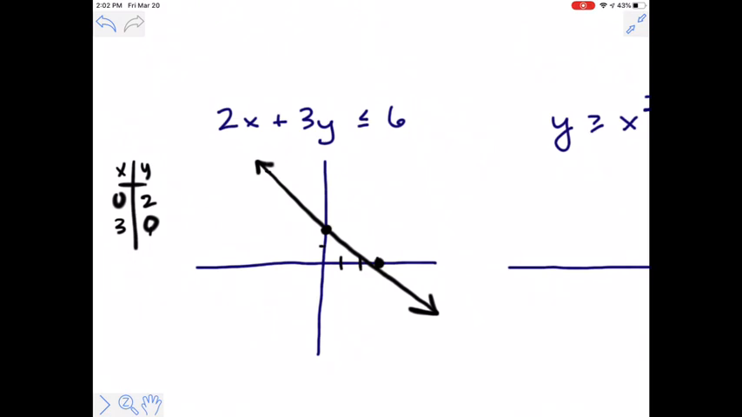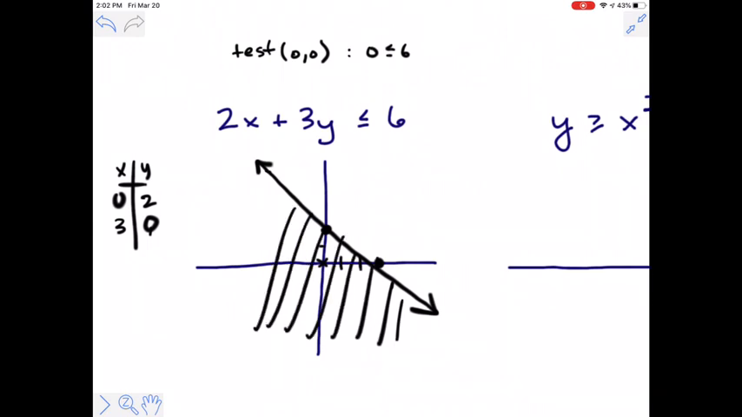Then I have to determine where to shade, so I'm going to do the same thing I did in the last problem. I'm going to choose a test point right here, 0, 0, and test 0, 0, which means x and y are both going to equal 0. So if x here and y here are both 0, then I get 0 plus 0, which is 0. So that gives me a statement 0 is less than or equal to 6. That's a true statement. So what that tells me is the test point I've chosen is in the shaded area for this graph because it satisfies the inequality. So I'm shading toward the test point.